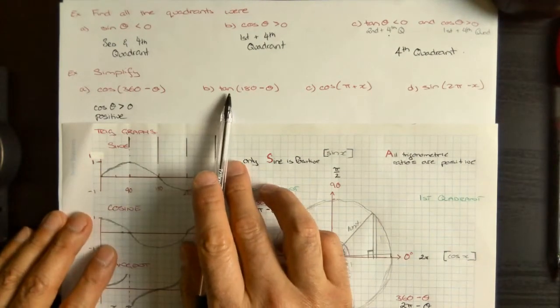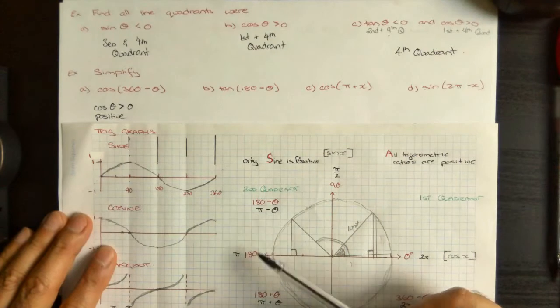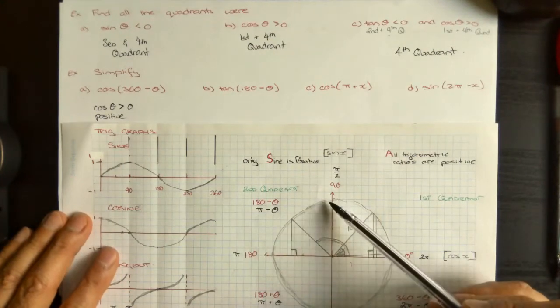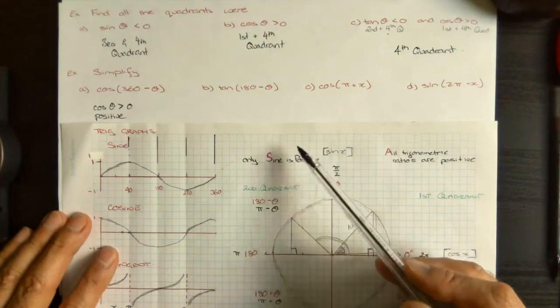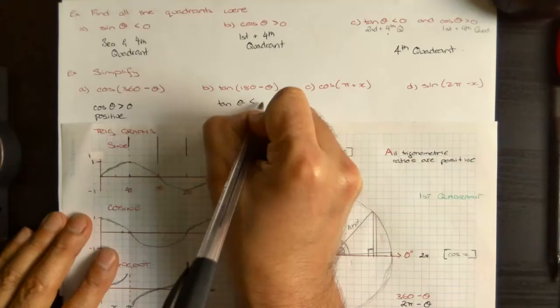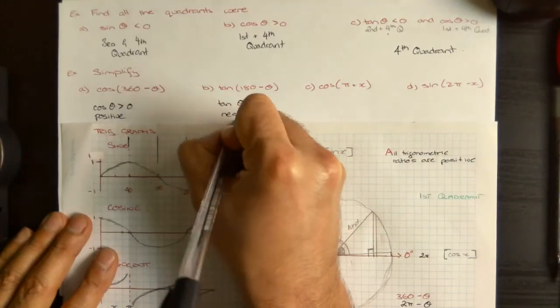What happens when tan is 180 minus theta? So 180 minus theta is the second quadrant. Well, tan in this point is going to be negative because the only thing that's positive in this quadrant is sine. So tan theta is going to be less than 0. It's going to be negative.